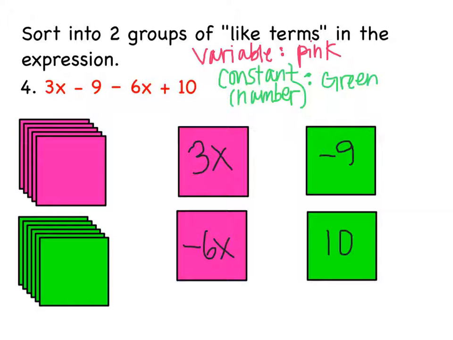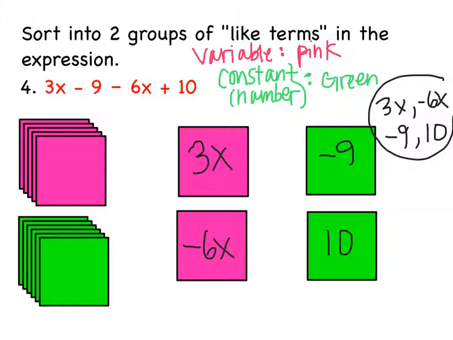So what we've done is we've sorted this into two groups of like terms in the expression. If I wanted to, I could list them off to the side. So my one group is 3x and -6x. My other group is -9 and 10. So those are my two groups of like terms. So what I just wrote here is what you would write for your answer for this type of problem.